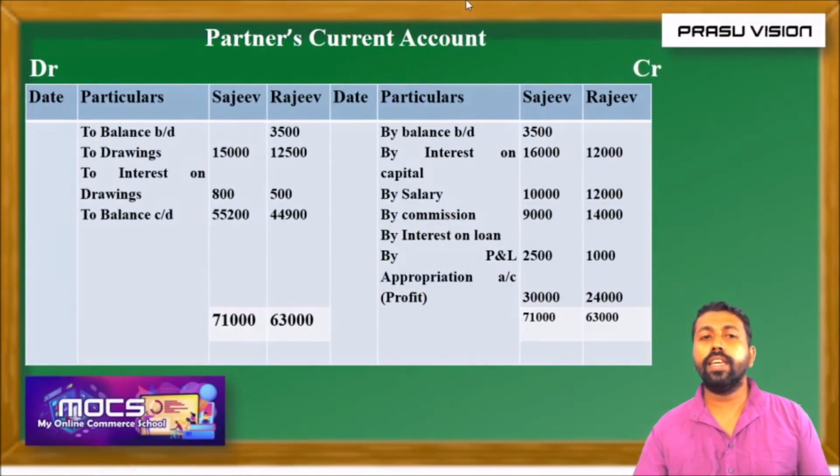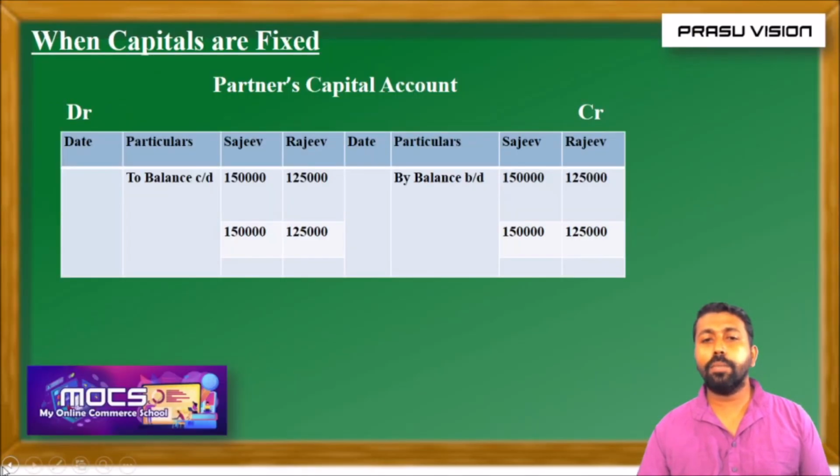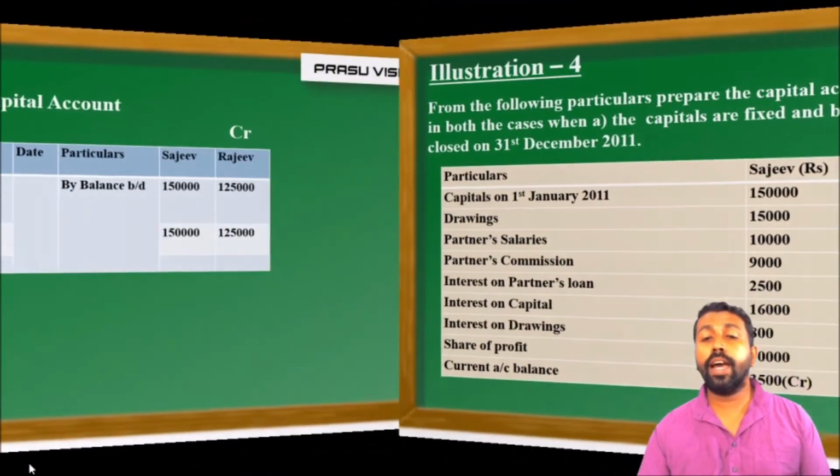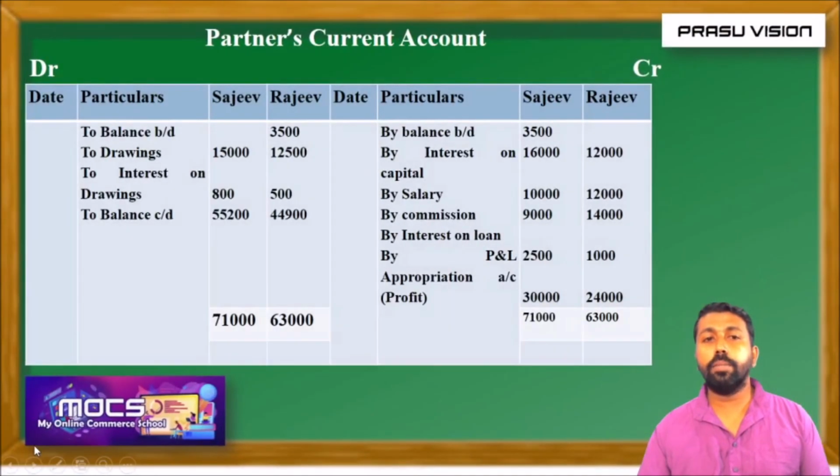Then we have to write the items in the partner's current account. Here we have to be very careful. Already in the question, Sajeev has a credit balance in the current account, so we have to record it on the credit side. And Rajiv has a debit balance. So to balance brought down, Rajiv 3,500, by balance brought down, Sajeev 3,500. We have to be very careful when we are writing items like this.